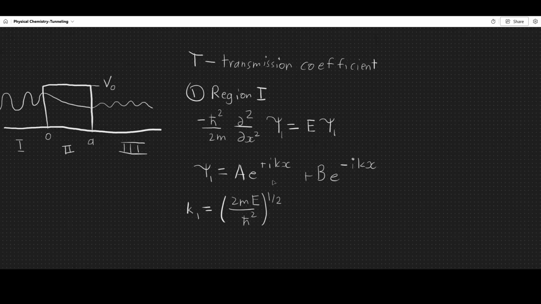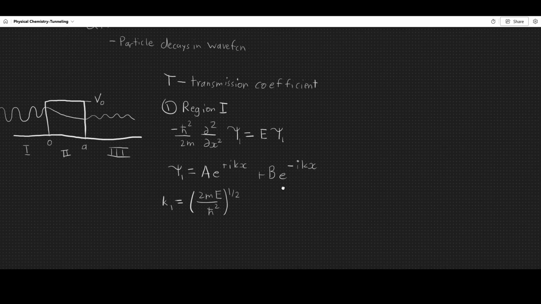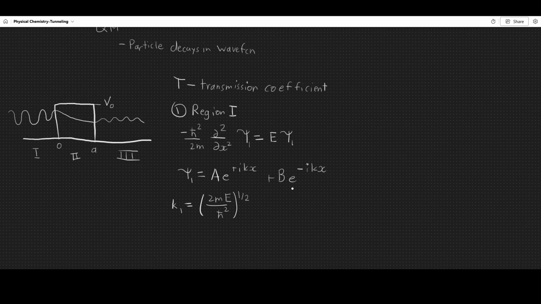So let me scroll a little bit to the side. And so we have region 2.